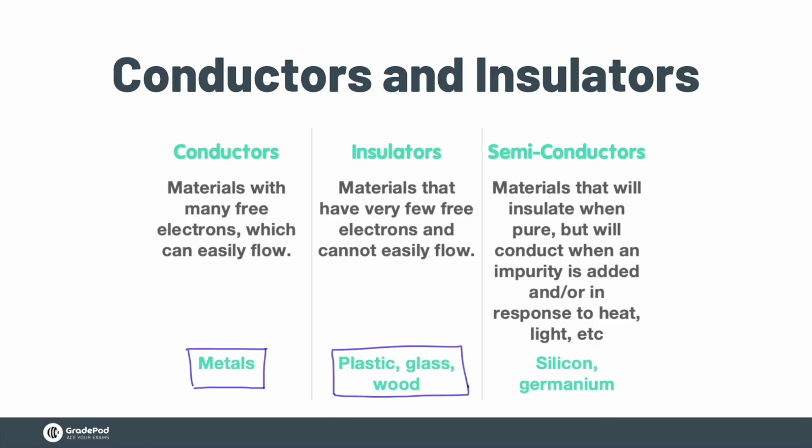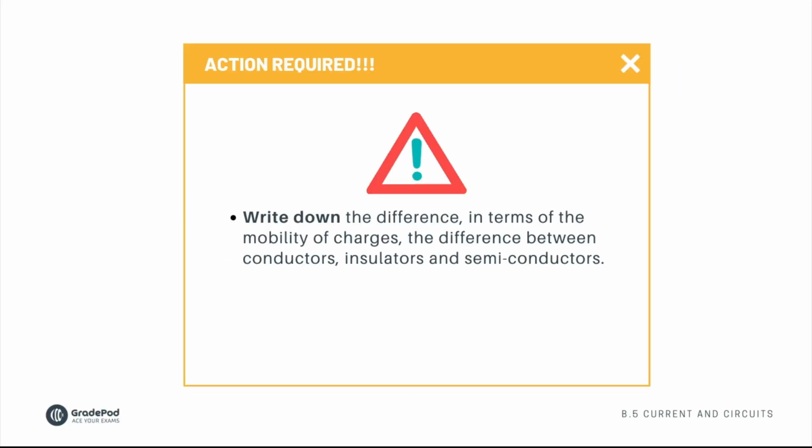Insulators are materials that have very few free electrons and cannot easily flow, and we're looking here at plastic, glass and wood. And semiconductors are materials that will insulate when pure, but will conduct when an impurity is added in, or in response to heat or light. And we're looking at things like silicon and germanium for that. Okay, let's head to your revision note template and take some time to write down the difference between conductors, insulators and semiconductors, but do that in terms of what we've just talked about, the mobility of charges, which ones are moving, which ones are not.